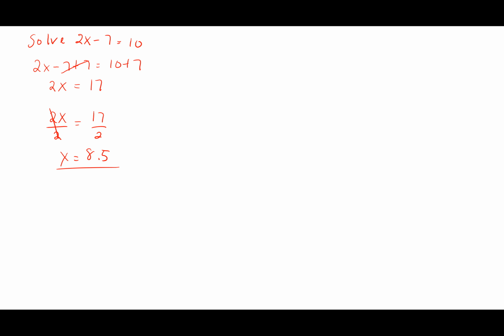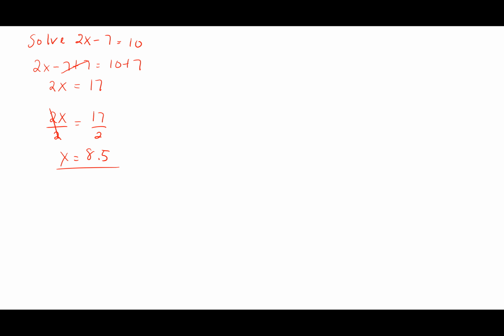Let's try another one. So let's solve 2x minus 7 equals 10. So 2x minus 7, so this time we're going to add, plus 7 equals 10 plus 7. That's going to leave 2x equals 17. So now we need to get rid of the 2 here. So 2x divided by 2 equals 17 divided by 2. That goes away. So x equals 8.5. Okay, so that's how you do that one.